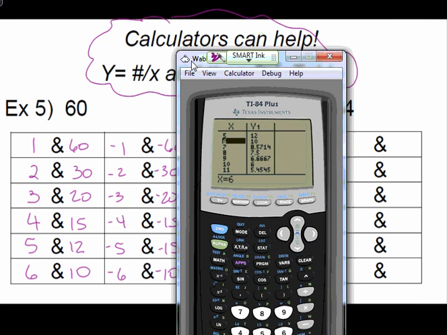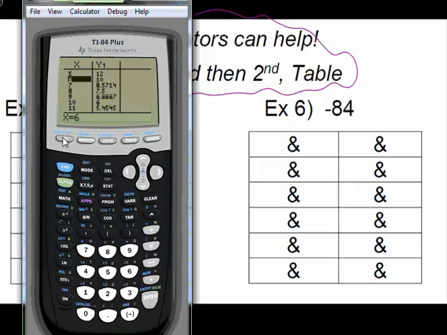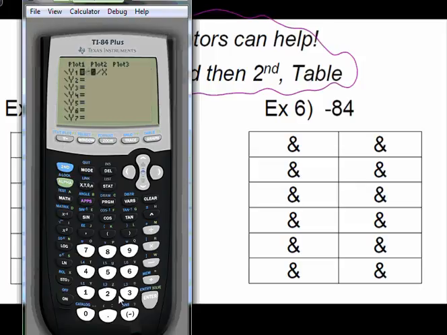Looking at example 6 over here, I have negative 84. So I'm going to go back into my y equals. Instead of 60, I'm going to put negative 84 divided by x.